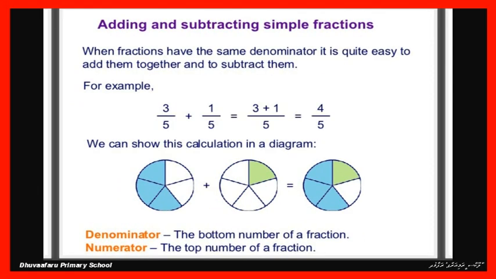Adding and subtracting simple fractions. When fractions have the same denominator, it is quite easy to add them together and to subtract them. For example, 3 by 5 plus 1 by 5 equals 3 plus 1 divided by 5. 3 plus 1 is 4 and we have to write 5 as the denominator. So the answer is 4 by 5.